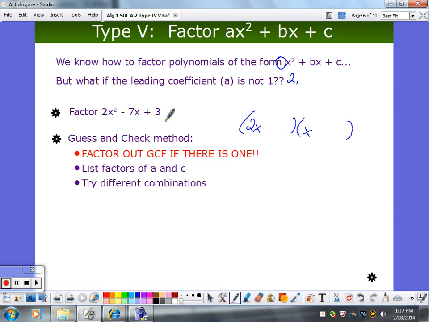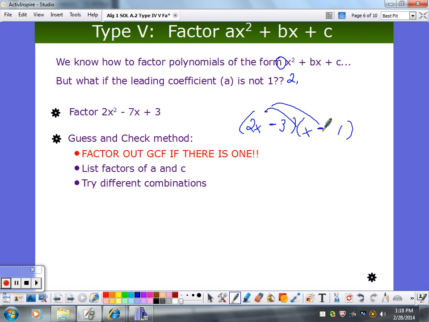Then I look at 3, because the only way to get here is I had to multiply 2 numbers to get to 3. The only way to get to 3 is a 1 and a 3. So I just basically had to guess. Which way do they go? So maybe I'm going to guess 3 goes here and the 1 goes here. Now this is a plus and this is a minus. That means both signs have to be a minus, because that's the only way I can get a positive number here and a negative number here. So that's my guess.